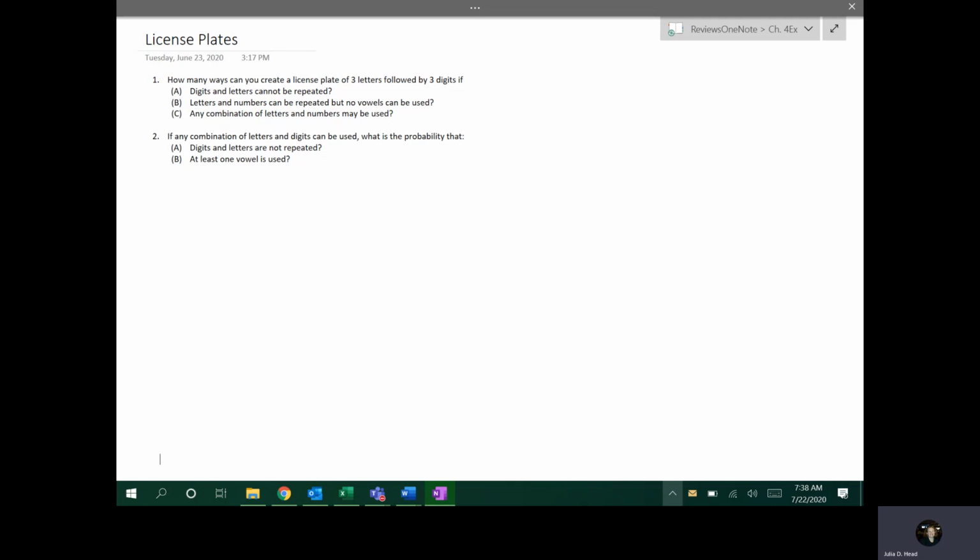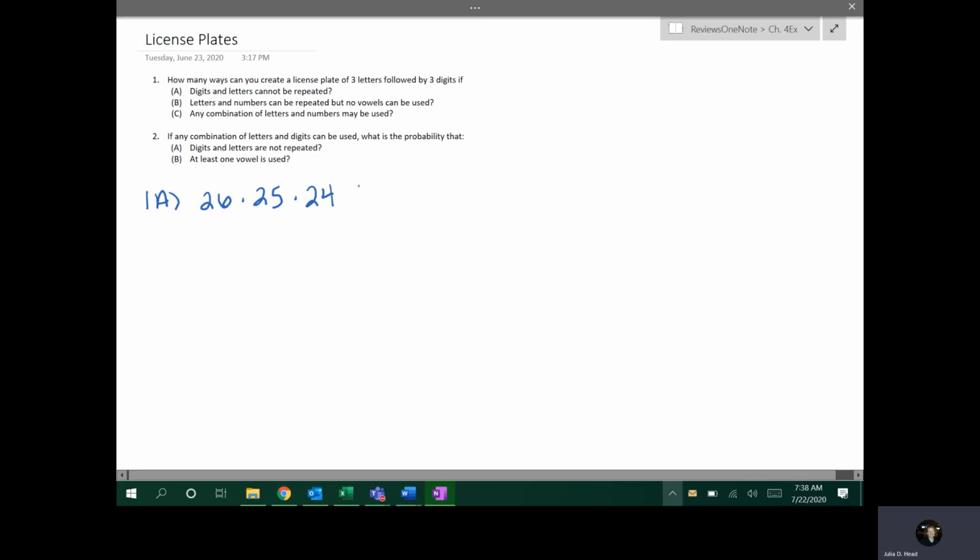If digits cannot be repeated, then for the first digit we have 26 possible letters to choose from, and then for the next letter we have 25, since it can't be the same thing as what the first one was. And for the third one there would be 24, because there's now two things that it can't be. The digits are very simple. 10 for the first one, and then 9 for the second one, and 8 for the third one.